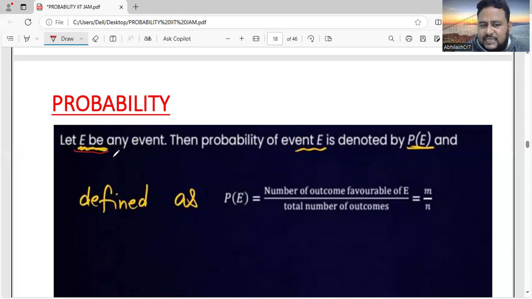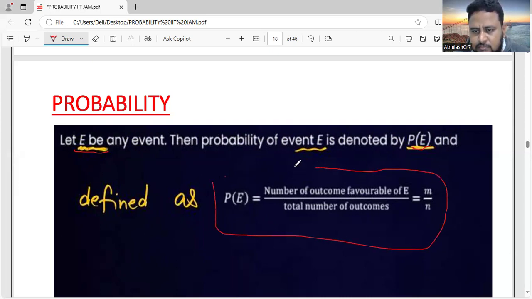Let E be an event. Then the probability of an event E is denoted by P of E. P of E means probability of an event, and it is defined as follows. So probability of an event is the number of outcomes favorable to E, that is, the number of outcomes that are favorable to the event, divided by the total number of outcomes.